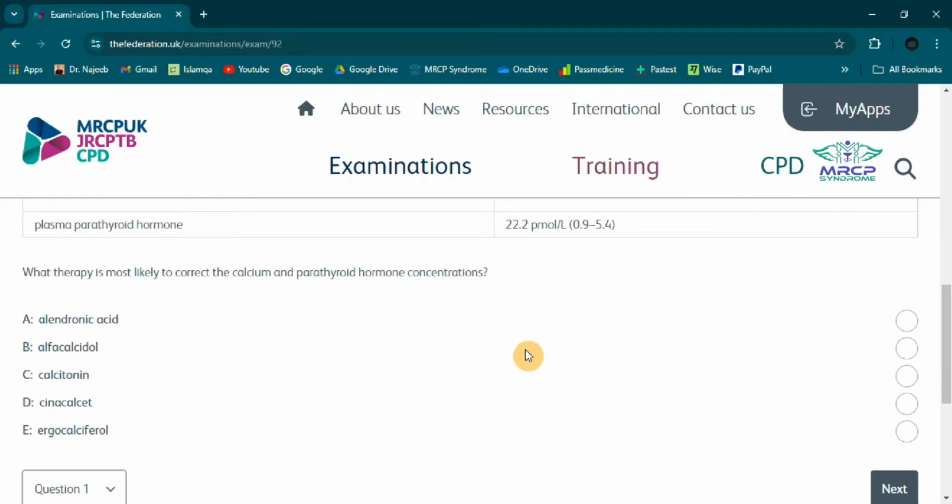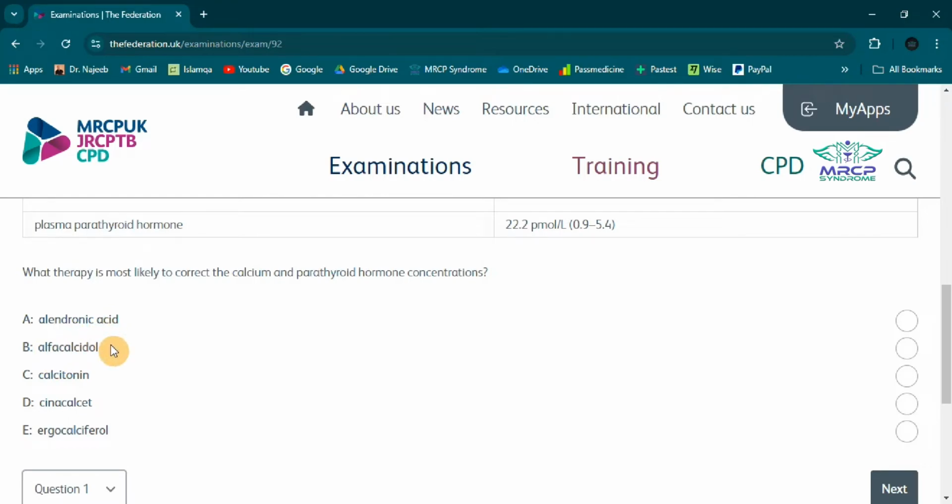So if we analyze the treatment options, alendronic acid is the bisphosphonate used to treat osteoporosis by inhibiting the osteoclast-mediated bone resorption. So it will help to manage the bone density, but it will not address the hypocalcemia or hyperparathyroidism, and it can also cause worsening of the hypocalcemia in this patient.